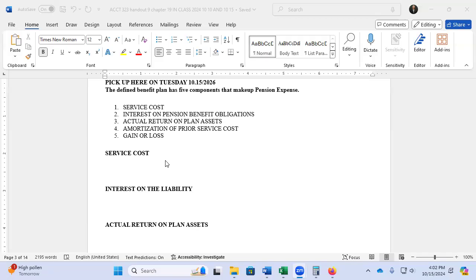We're still on handout number 9. And as you can see, I put in service cost, interest on the pension benefit obligations, amortized. You don't really need to write that stuff in. I had a picture in there, but they said to try to save some space, so trying to save printing and space.